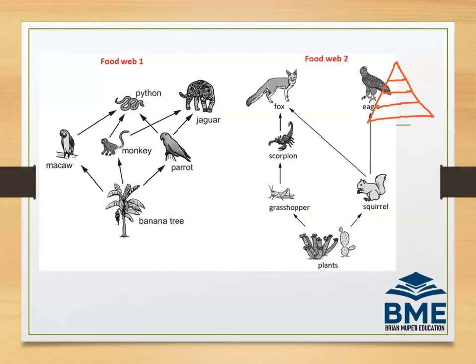The quantity of energy which is available to the next trophic level decreases from one trophic level to the next. Food chains and food webs are used to show the transfer of energy. The arrows should point in the direction of the consumer, or in the forward direction.